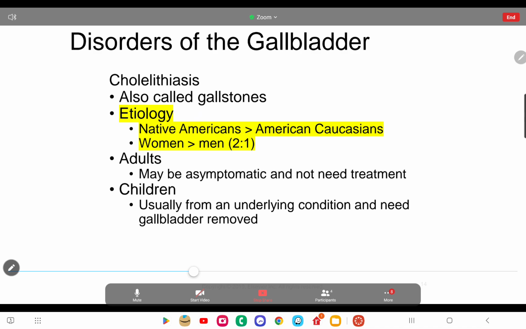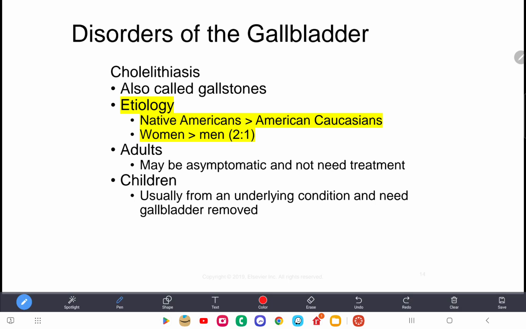Cholelithiasis. So cholelithiasis is gallstones. Gallstones are common in Native Americans more than American Caucasians, and more common in women. But also remember the four F's: female, fat, in their 40s, and fertile. That's the classic presentation for cholelithiasis. Okay.